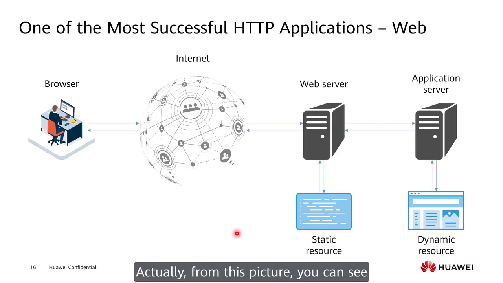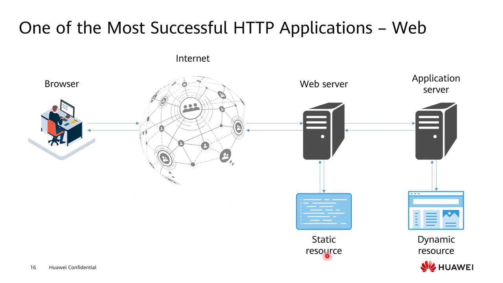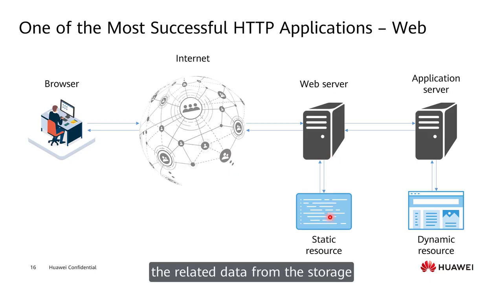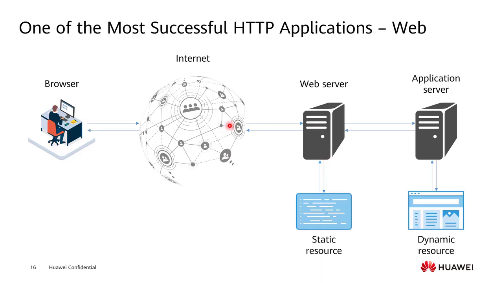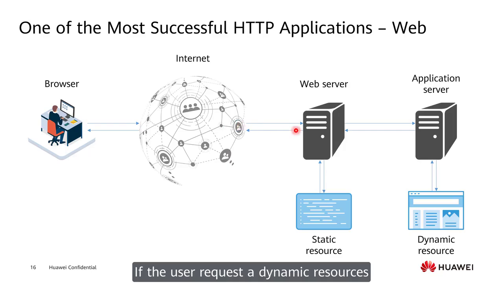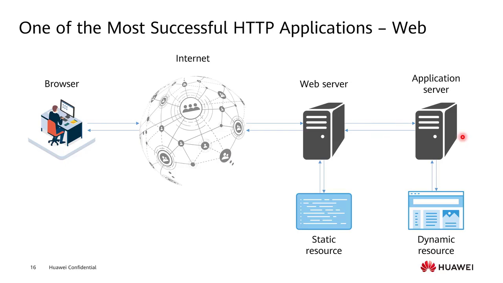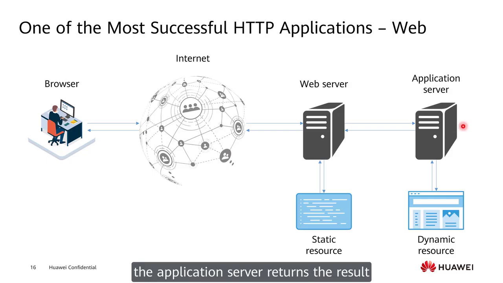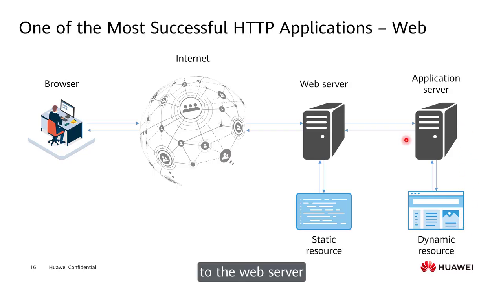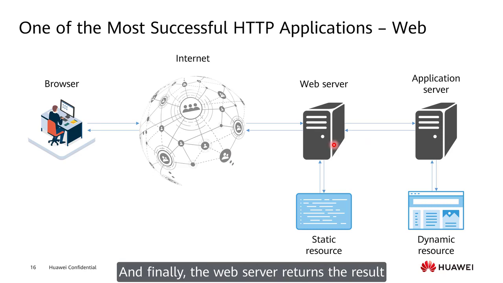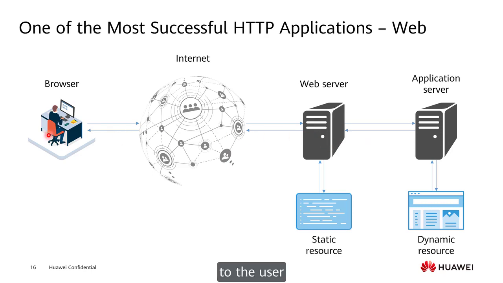From this picture, you can see the web server is typically between the user and the application server. If a user requests a static resource, the web server directly reads the related data from the storage and responds to the request. If the user requests a dynamic resource, the web server will forward the request to the application server. After calculation, the application server returns the result to the web server. And finally, the web server returns the result to the user.